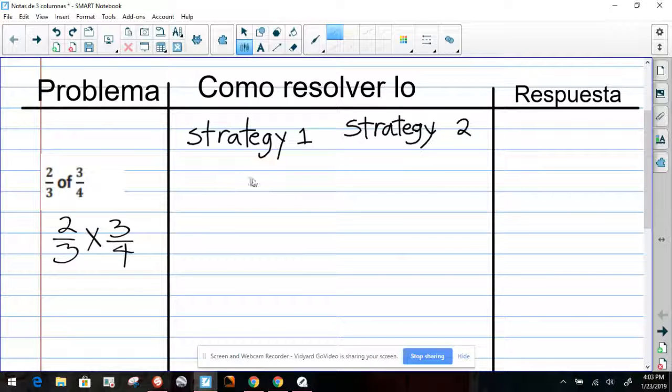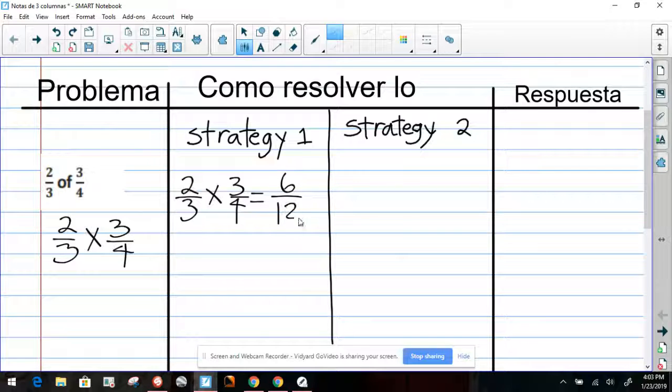So now I'm going to show you two strategies. So you write the fractions and then you multiply across, which is 2 times 3 equals 6 and 3 times 4 equals 12, right? And so now you know that the answer is 6/12, but now you know that these two numbers can be divided by 3 because 2 times 3 equals 6, and because 4 times 3 equals 12.